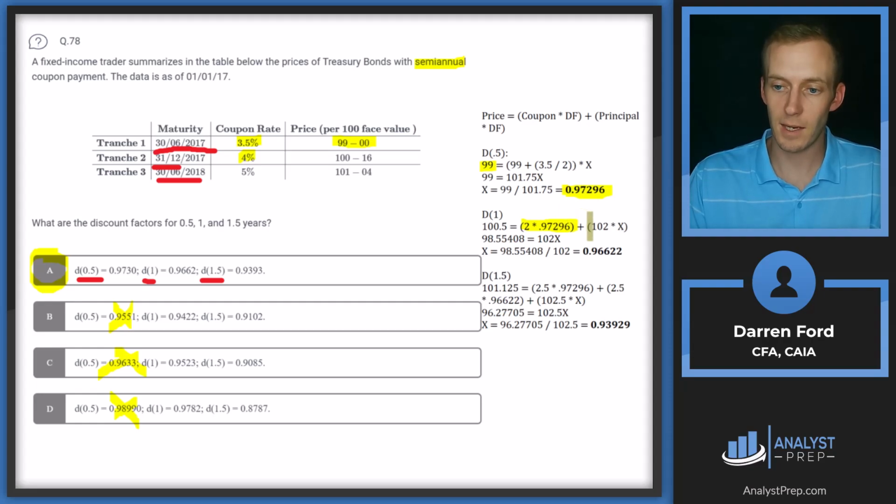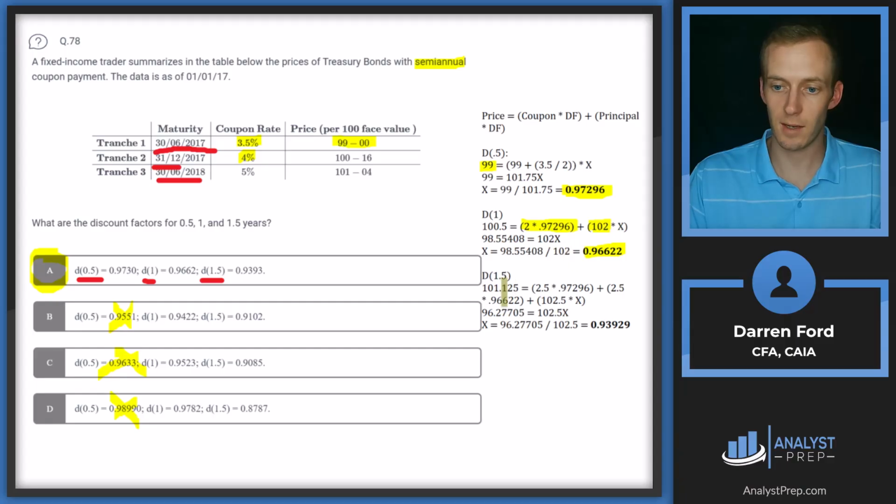And then we're going to add in that second coupon plus principal that we're going to be receiving at the 1 year payment. So it's going to be 102 times x. So we get 98.55408 equals 102x. We solve for that and we get 0.9662. And then you can kind of see where this is going.